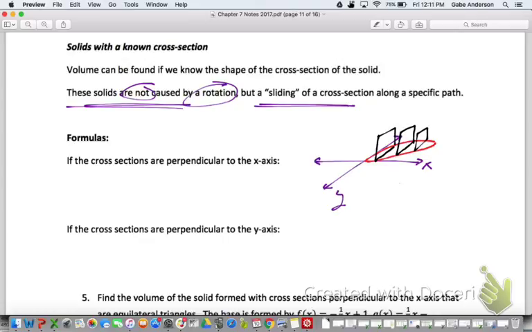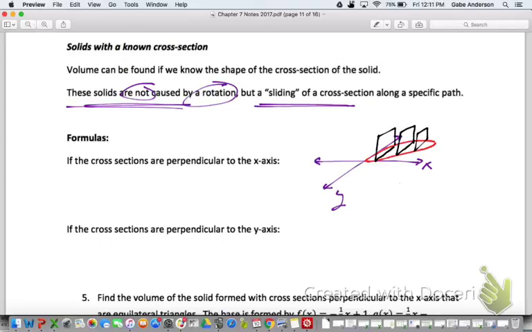So with this situation, your region R, which seems to be called a lot, is not going to be rotated around anything. It's just going to sit there, and almost like when you plant seeds in the ground, things spring up from the ground. It's almost like somebody is planting square cross sections that spring up out of the region. And if you have enough of them, you create this solid, and we can find its volume.